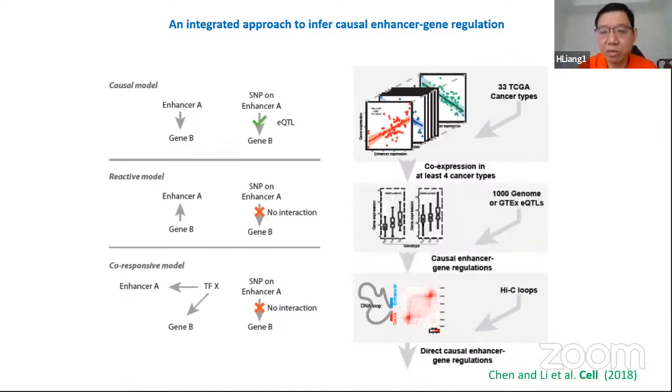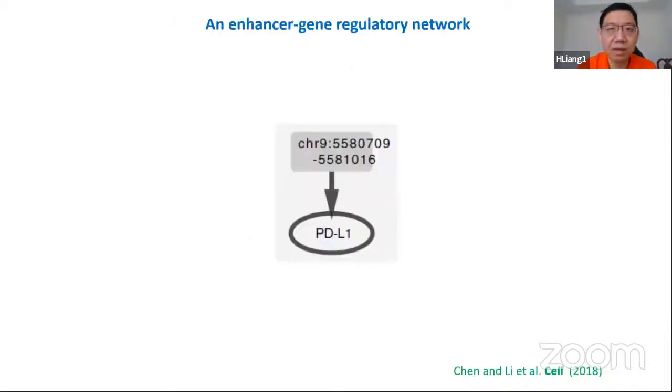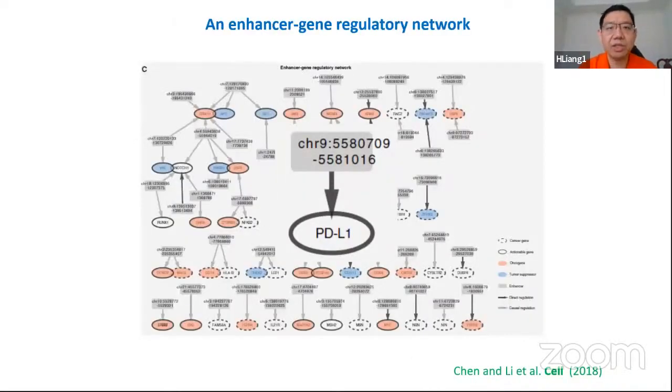And then we can use 1000 GTEx integrated eQTL signal to really tease out and identify those causal enhancer-gene regulations. And then we also further incorporate Hi-C data to identify those direct causal enhancer regulations where the enhancer location is close to the target gene. So based on that, we can build a gene enhancer regulatory network.